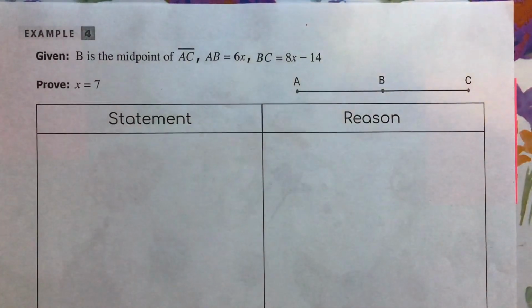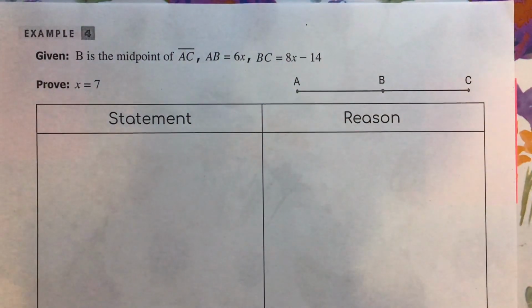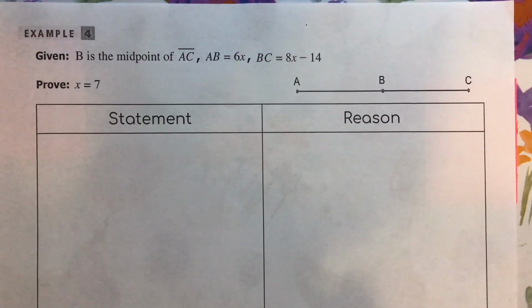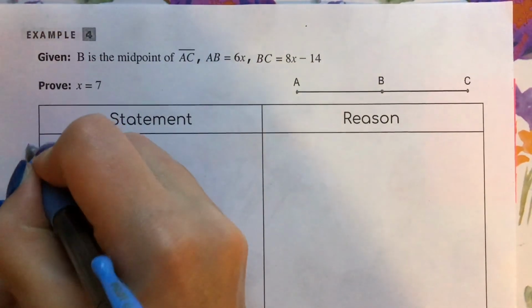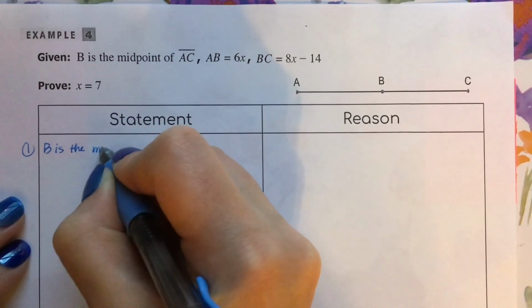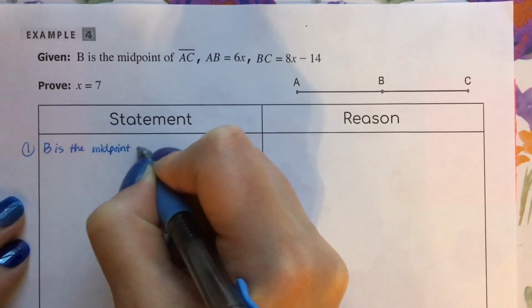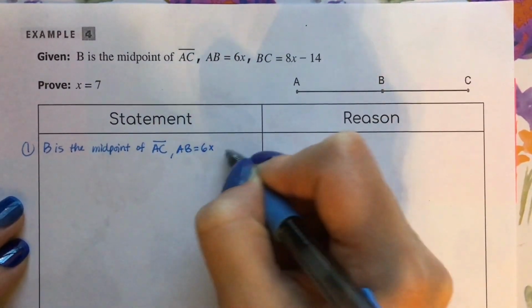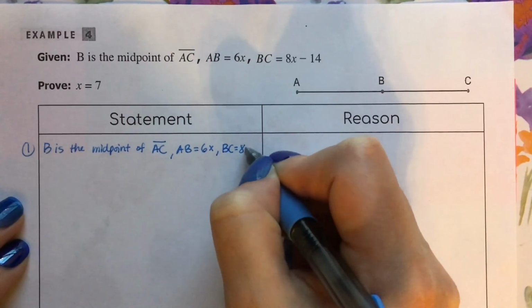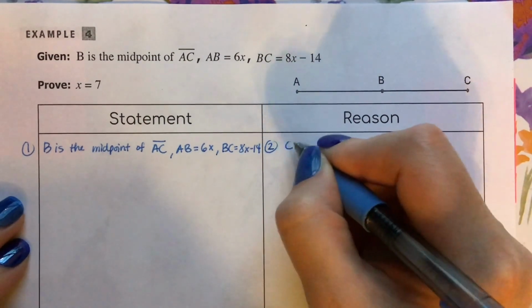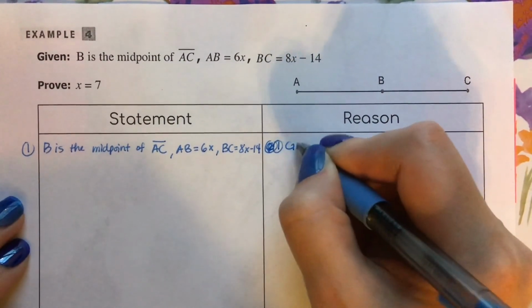Example 4 says B is the midpoint of AC. AB is equal to 6x, BC is equal to 8x minus 14. You guys know the drill. Write out your given first. So I have B is the midpoint of AC. AB is equal to 6x and BC is equal to 8x minus 14. The reasoning is simple. It was given to us.